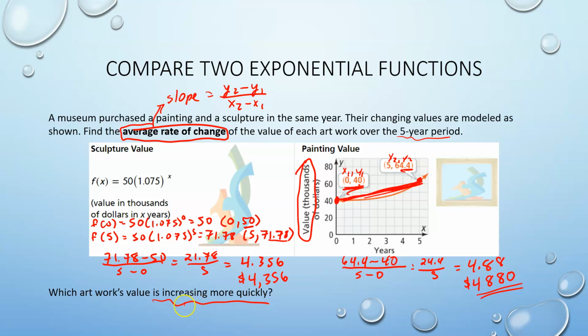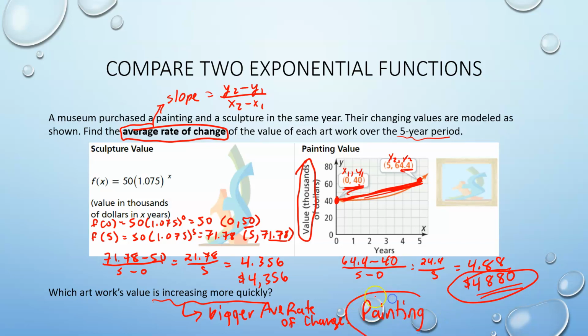And again, the question was, which one is increasing more quickly? Which means the bigger rate of change. Okay, so that means the bigger average rate of change. And so then I would look at this. This number is bigger, so it's the painting, because its rate of change is bigger over that 5-year span.